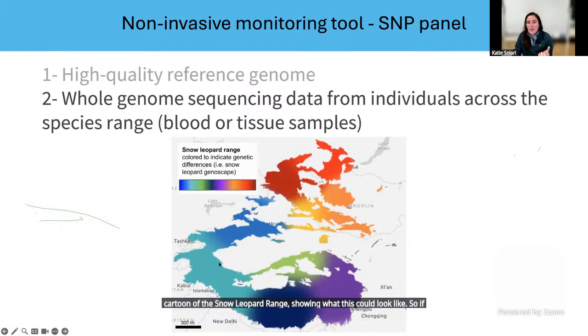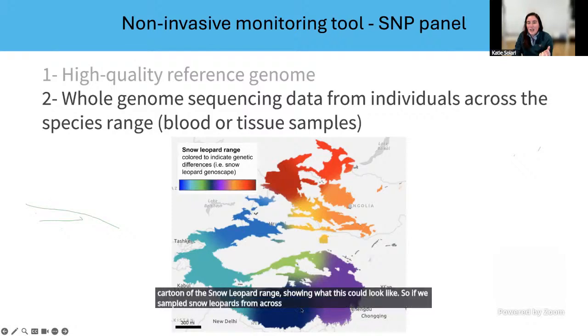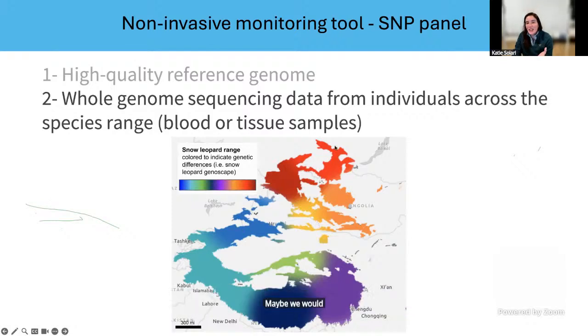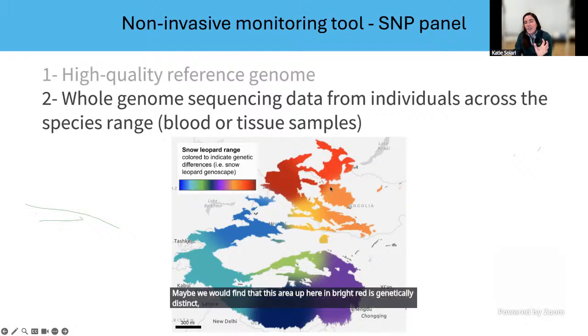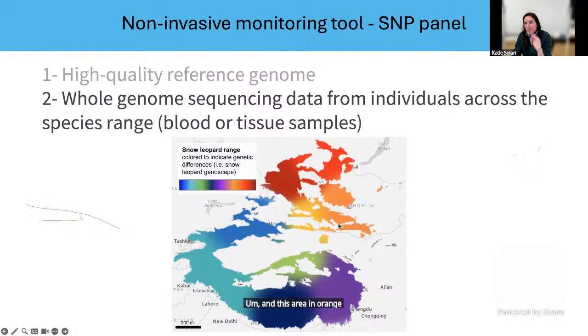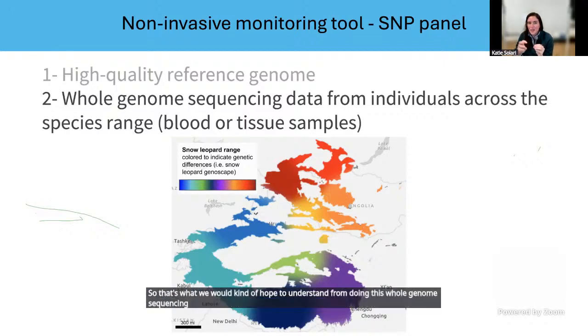So if we sampled snow leopards from across their range, maybe we would find that this area up here in bright red is genetically distinct. And this area in orange is its own genetically distinct population, and this population down here in purple is genetically distinct. So the colors here are just designating genetically different subsections of their range. So that's what we would kind of hope to understand from doing this whole genome sequencing across the range of the snow leopard.